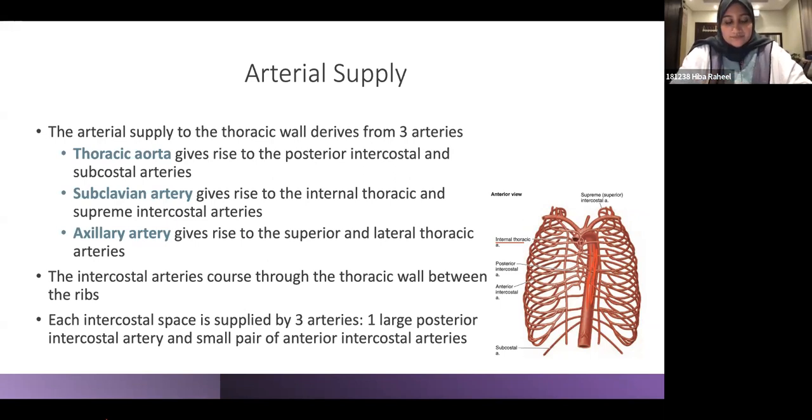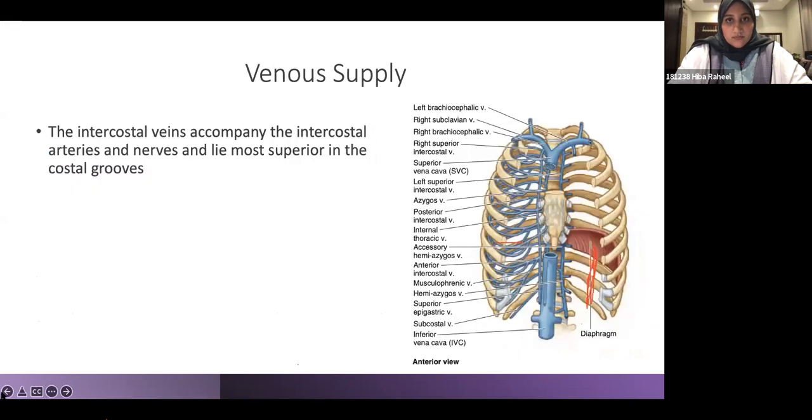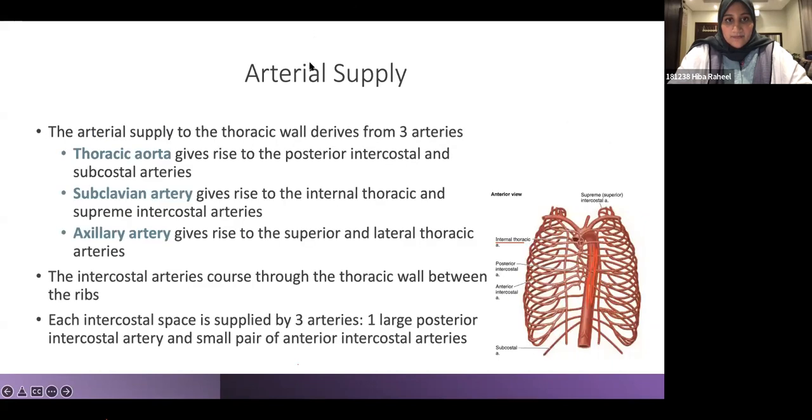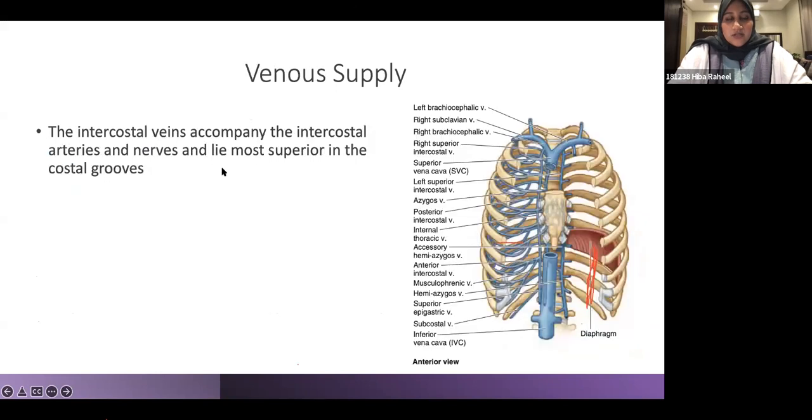So yeah, it gives rise to the large posterior intercostal artery. Is that clear? Clear, you guys? Okay, all right. Let's move on.